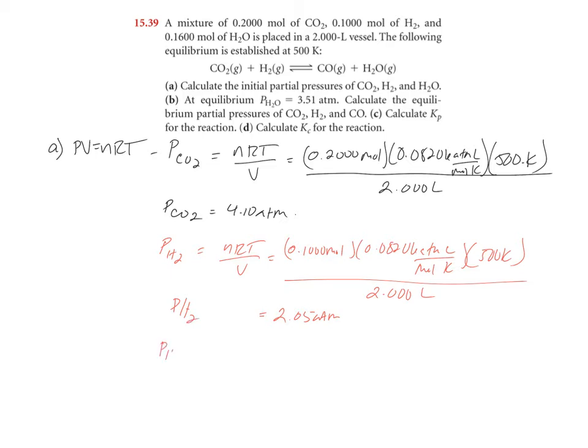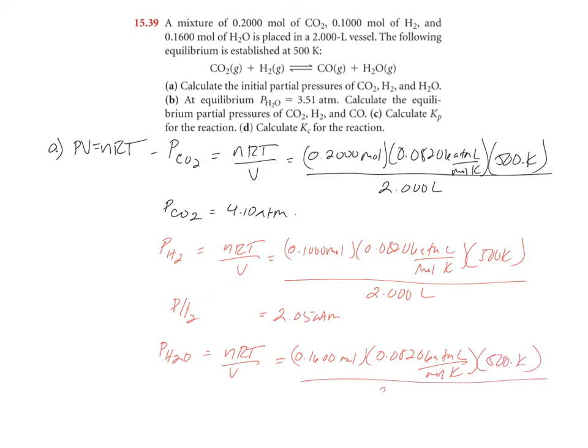Okay, and lastly, for H2O, same equation, nRT over V. H2O is 0.1600 moles times R times T, and your pressure of H2O is 3.28 atmospheres. Okay, that's how you would do part A.